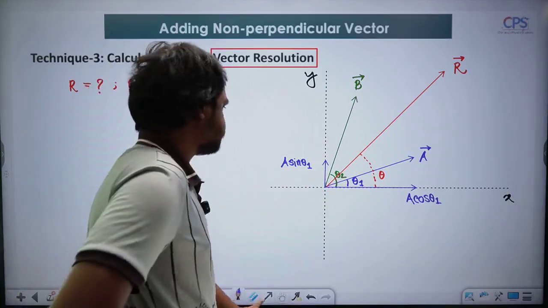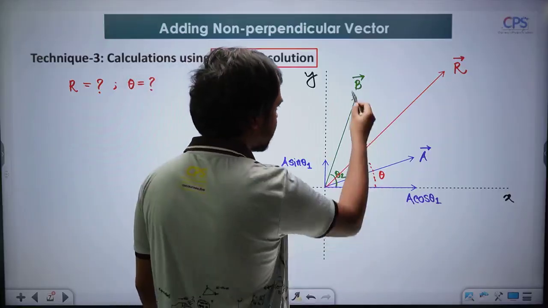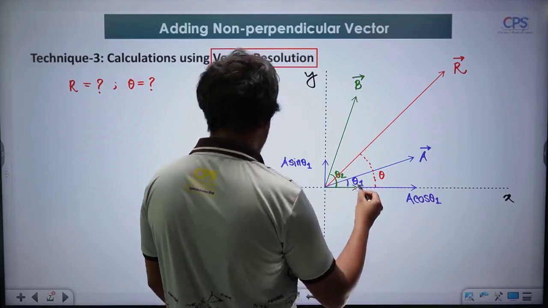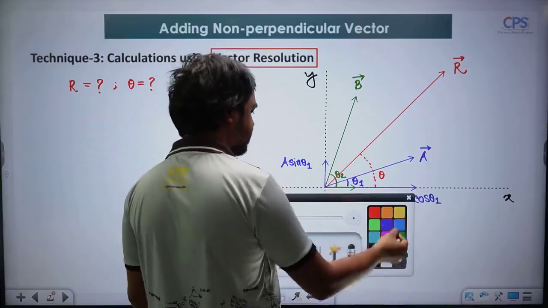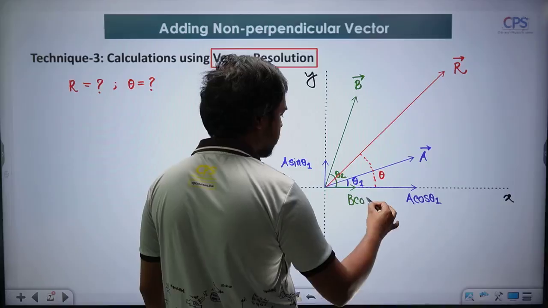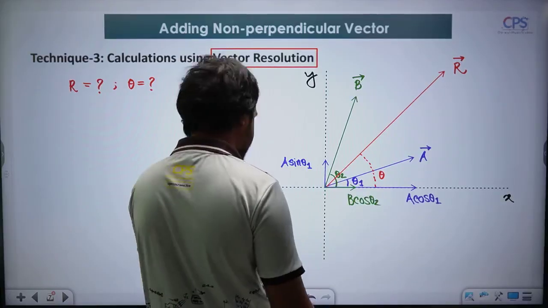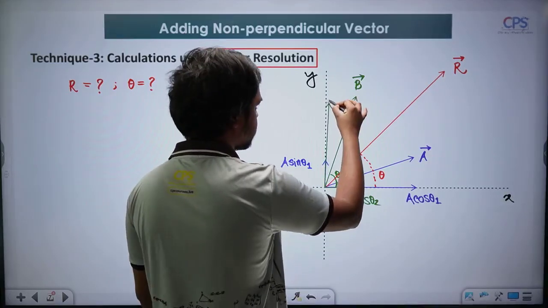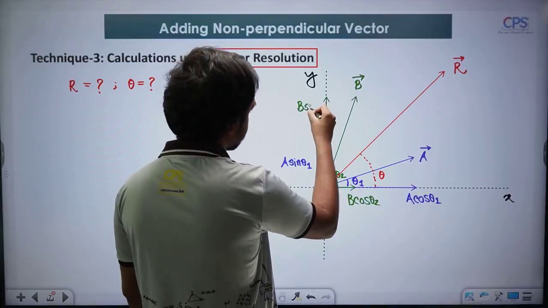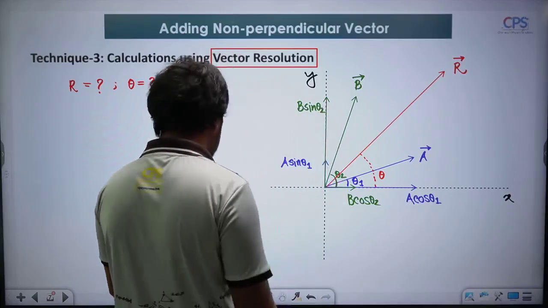For B also, you will get the effect of B in the x-axis. This is B, this is theta 2. So the adjacent will be cosine, so B cosine of theta 2, and the opposite here will be B sine of theta 2.